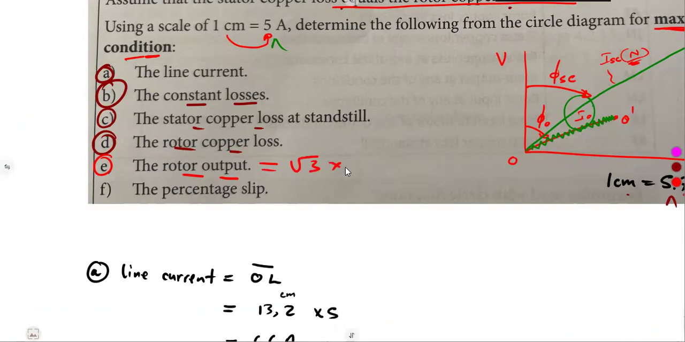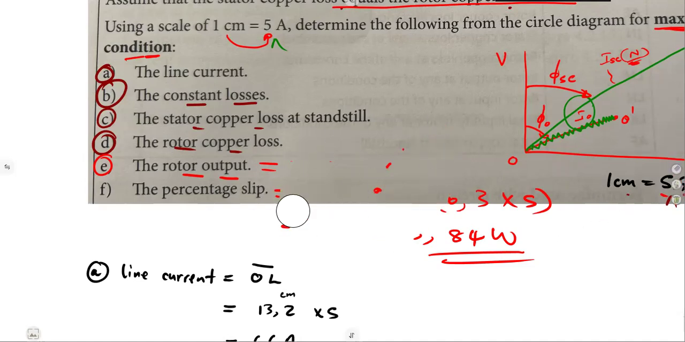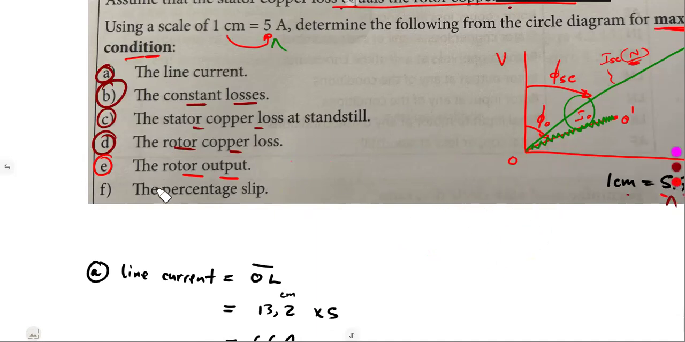So it's square root of 3 times line voltage times the line LM, the vector. That will be square root of 3 times 400. Measuring that line, it was 6,3 centimeters times the scale of 5. So remember, whatever you measure, times the scale. That gives us 21,823,84 watts. You can even convert to kilowatts.